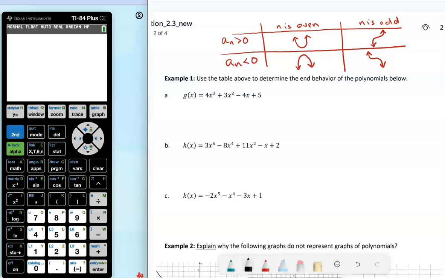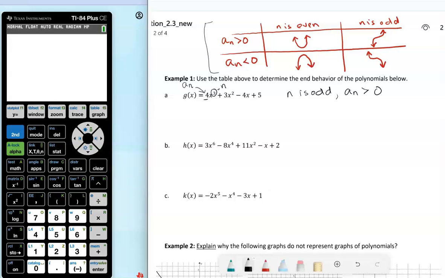Example 1 of this section asks us to use that chart from the previous page, which I've summarized here, to determine the end behavior of these three graphs. So taking a look at part A, we notice that n is odd. It's the highest exponential power. And we also notice that the leading coefficient, a sub n, is greater than 0. Right here, that 4, that's a sub n.